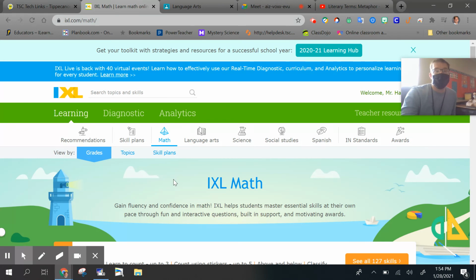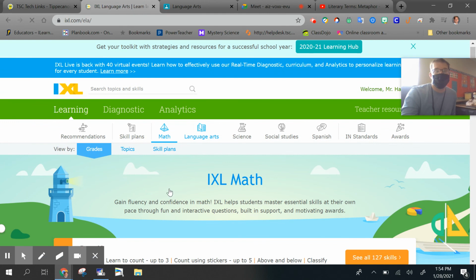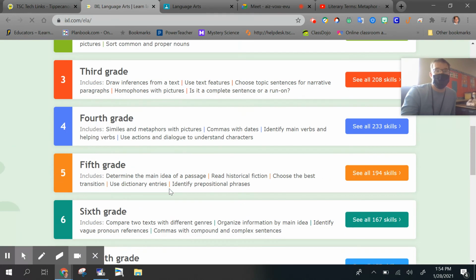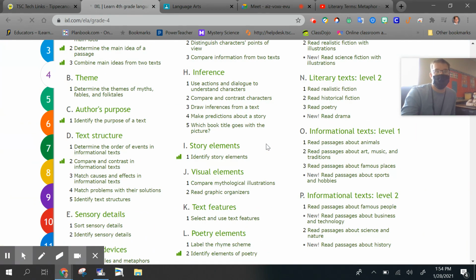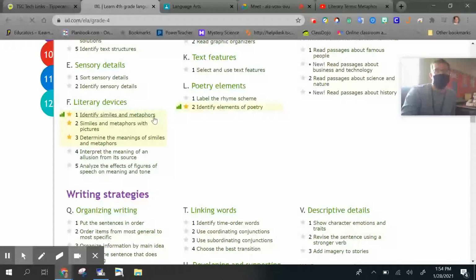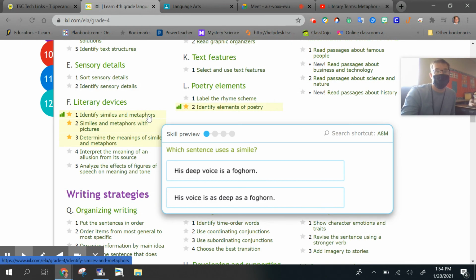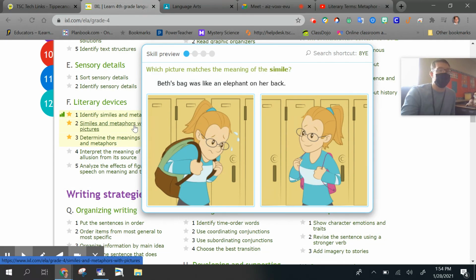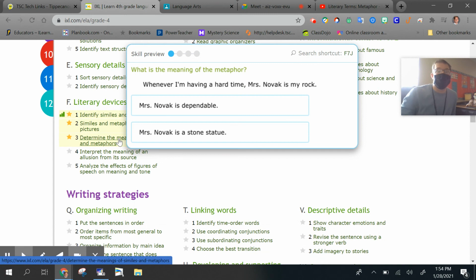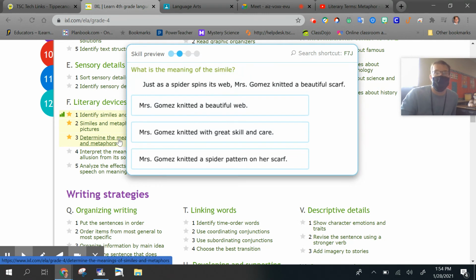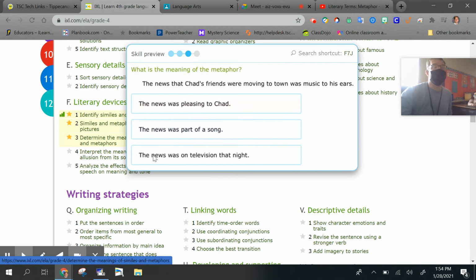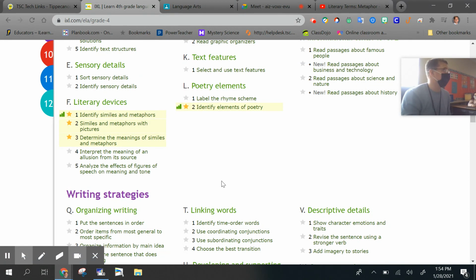So we are in language arts, 4th grade, F1, 2, and 3. F1, 2: identify similes, metaphors. Then it has similes, metaphors, and pictures. Then determine the meaning. So the example: never have a hard time, Miss Novak is rude, and I couldn't finish reading it. You have to say what it means. So take your time, get to 90% on all 3. If you want to earn extra credit, it would be a way. You can do more than 90. If you do more than 90, it's extra credit.